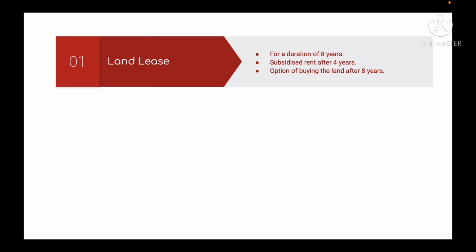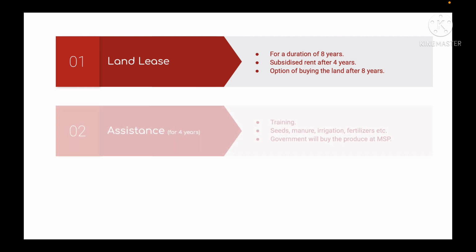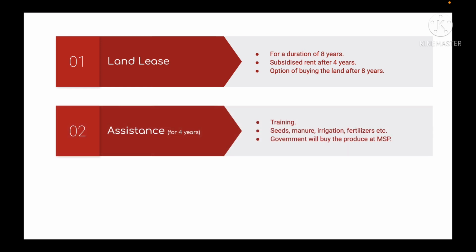For the first 4 years, no rent would be imposed for the land, but after 4 years, a nominal subsidized rent will be imposed. After the completion of 8 years, the beneficiary will have the option of buying or renting the land at market price. Many people below the poverty line do not have the skills or the capital to do farming, so the government will help them in this endeavor.